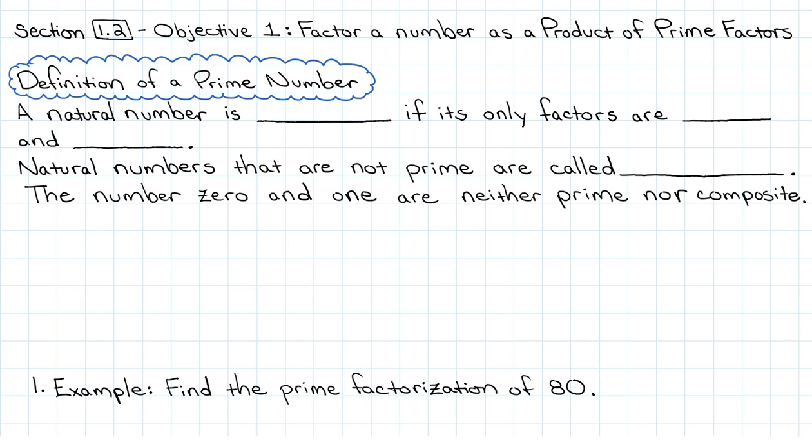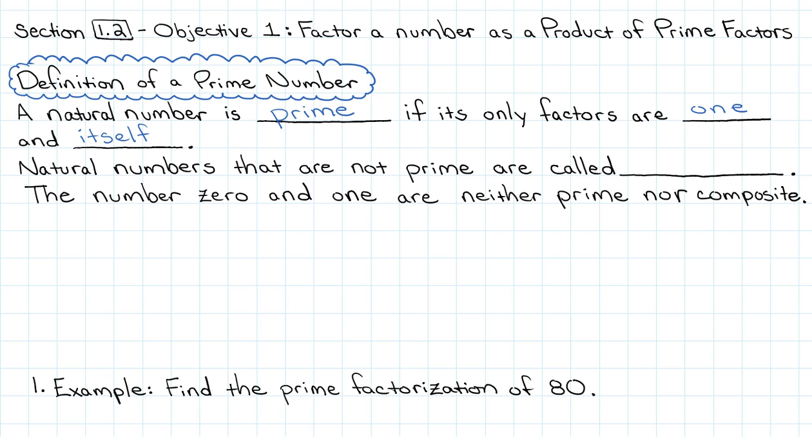Section 1.2, Objective 1: factor a number into a product of prime factors. Definition of a prime number: a natural number is prime if its only factors are 1 and itself.